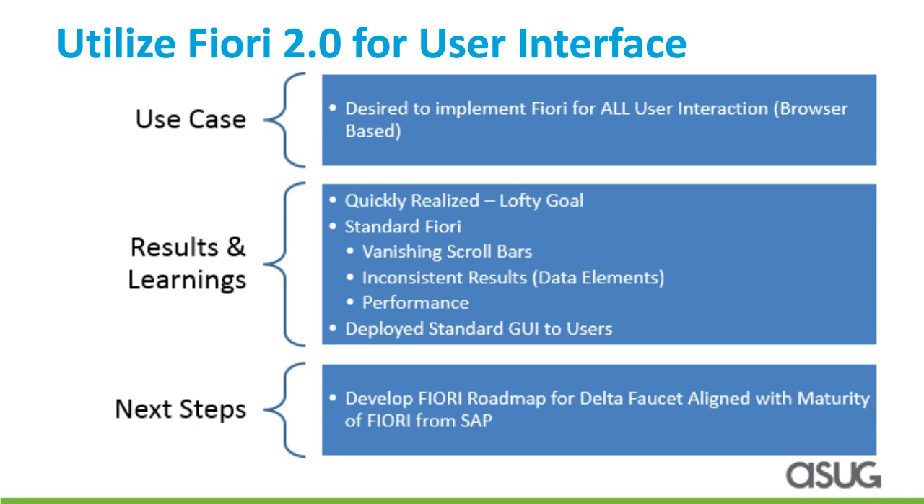That said, and you can see some of the reasons here, like vanishing scroll bars, and some of the data was kind of inconsistent the way it was displayed. Some of the performance was pretty bad. We are going to evaluate Fiori again in our next phase. We see that there's some low-hanging fruit there that we could probably utilize to speed some things up and make the user interaction more streamlined.